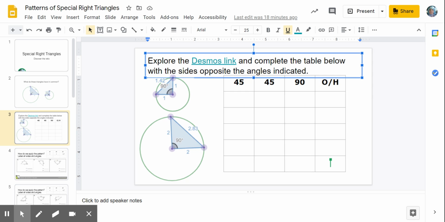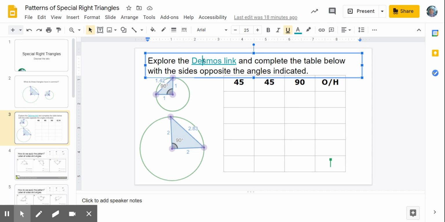So I want you to write down 3 or 4 examples. So I've got 4, 4, and 5.66. Okay.